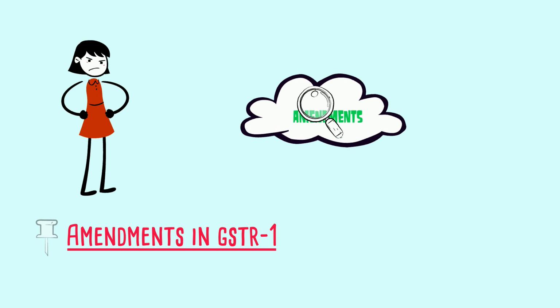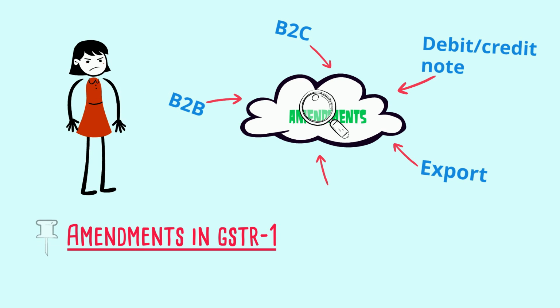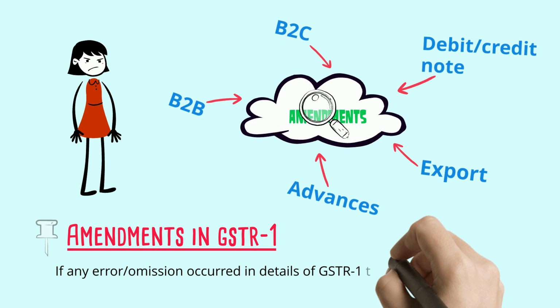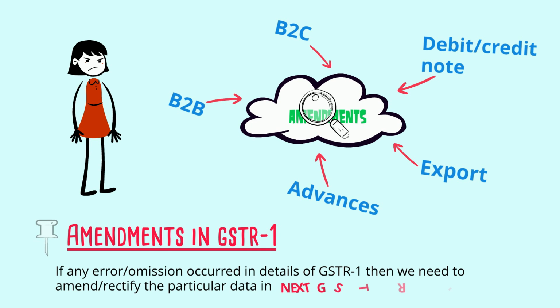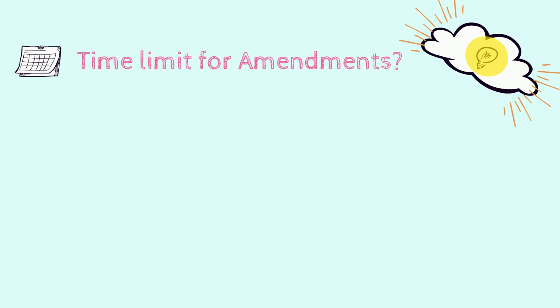Ms. Expresso is so frustrated about the errors and omissions she made in GSTR1. Now, she wants to learn about amendments in GSTR1. If any errors or omissions occurred in the details of GSTR1, then we need to amend or rectify the particular data in next month's GSTR1. Up to what time limit can we add or amend a particular invoice?